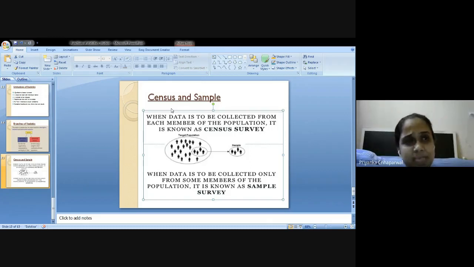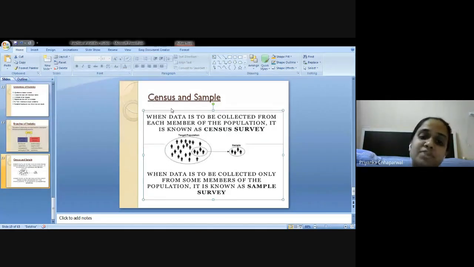It is not possible sometimes when we collect from each and every member; we cannot collect the data on each and every member of the population. Most of the time it is not possible to collect the data on each and every member of the population, to cover all this population, it is not possible.